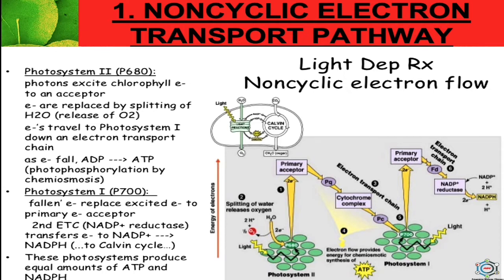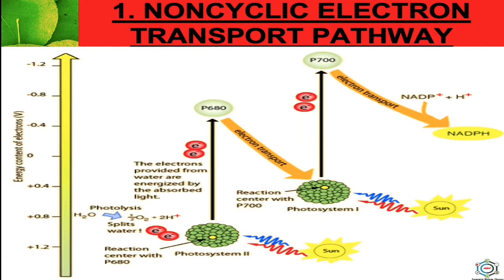These photosystems produce equal amounts of ATP and NADPH. So this is all about the non-cyclic electron flow. Here you can see that. So in a process which is called non-cyclic photophosphorylation, electrons are removed from water and pass through photosystem second and photosystem first before ending up in NADPH. This process requires light to be absorbed twice, once in each photosystem, and it makes ATP.